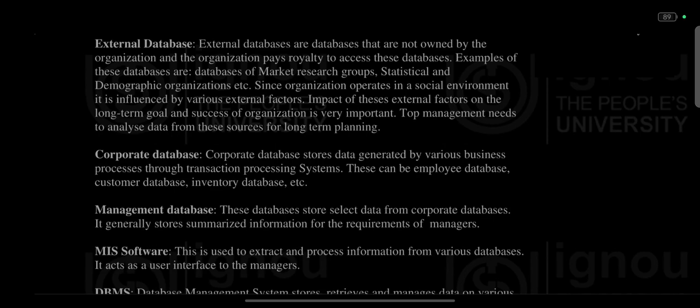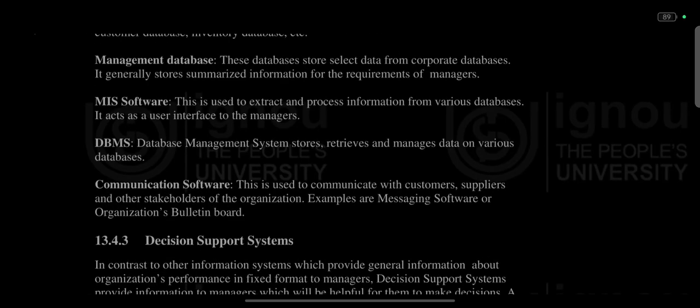Corporate database stores data generated by various business processes through transaction processing systems. These can be employee database, customer database, inventory database, etc. Management database. These databases store select data from corporate databases. It generally stores summarized information as per the requirements of managers. MIS software. This is used to extract and process information from various databases. It acts as a user interface to the managers. DBMS, database management system, stores, retrieves, and manages data on various databases.